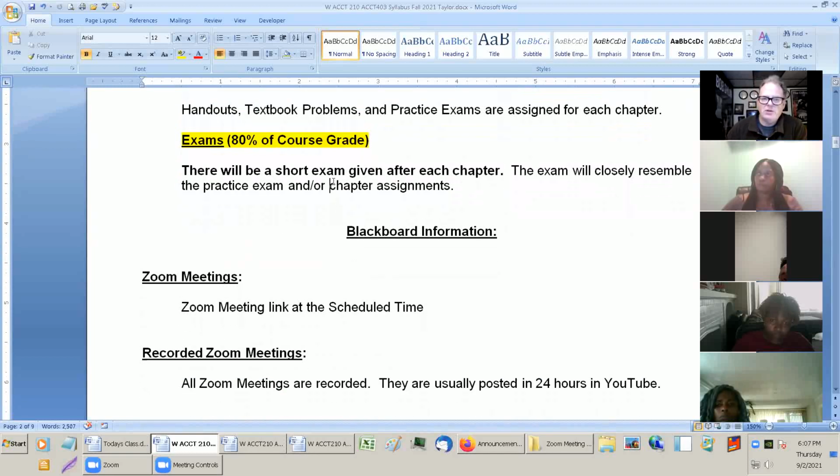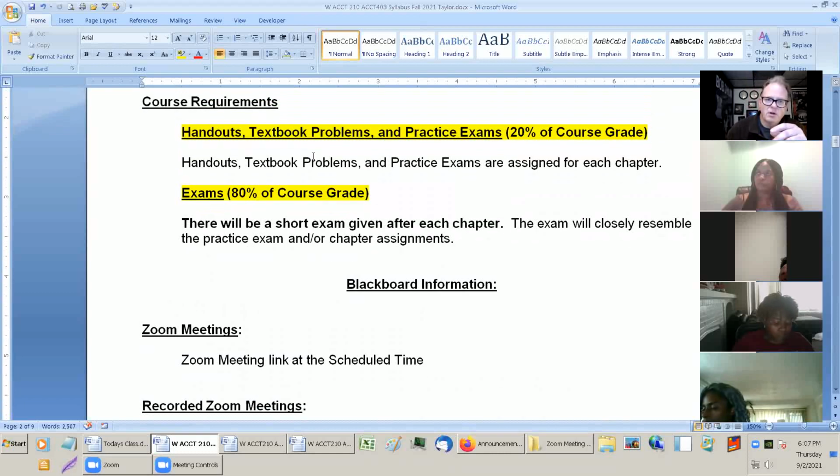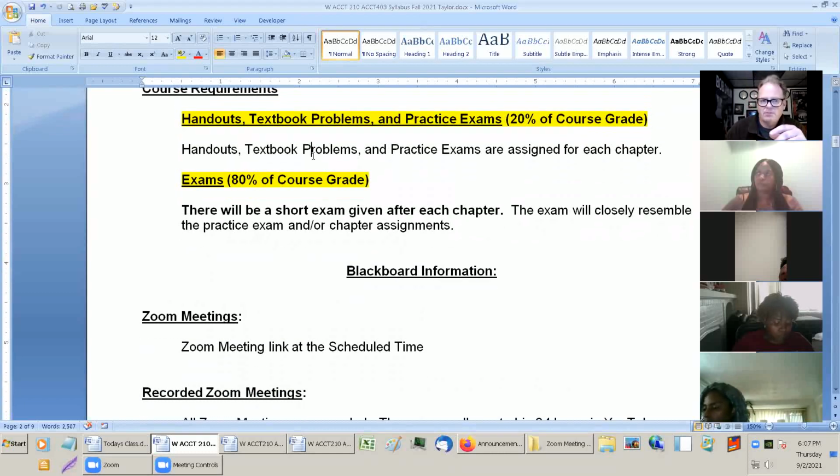The reason why we have exams after each chapter, there are 2 reasons for it. First of all, people generally retain the information a lot better if you have shorter exams more often. And second of all, the grades are usually higher. Not only do they retain the information longer, but they also do better on the exams themselves. So that's the reason why we do this. After every chapter, we're going to have an exam.